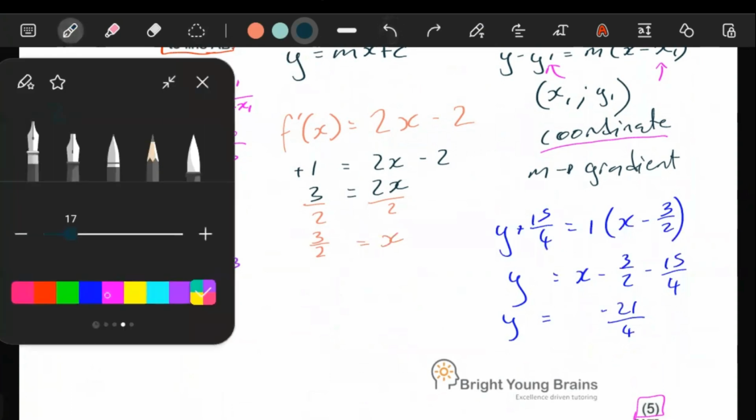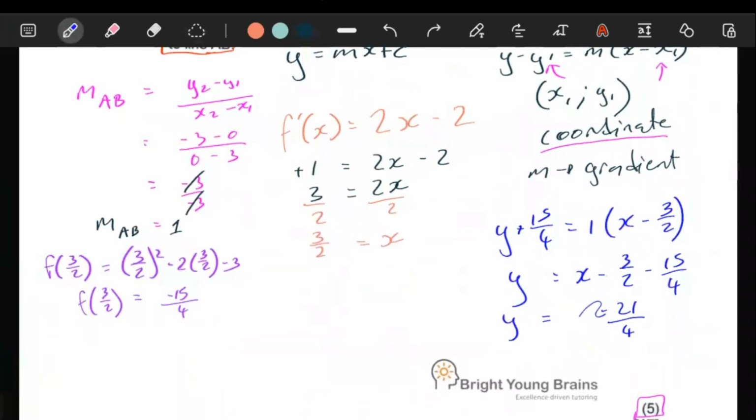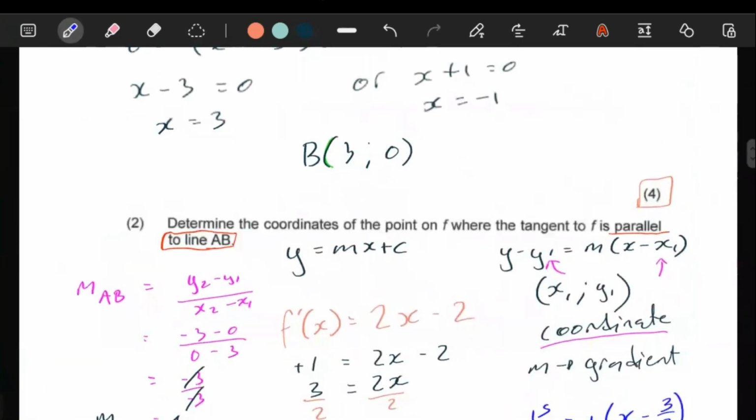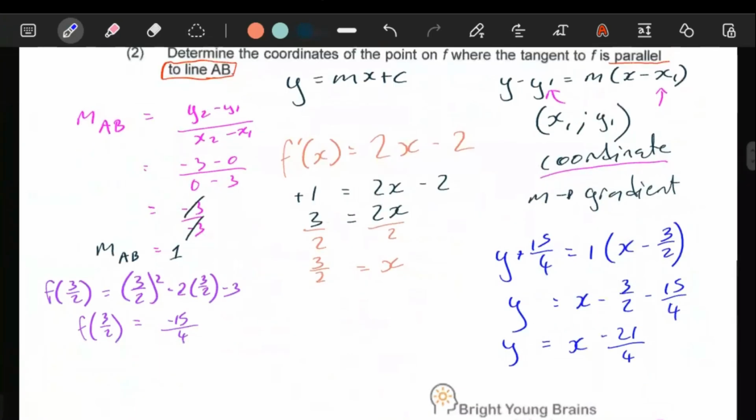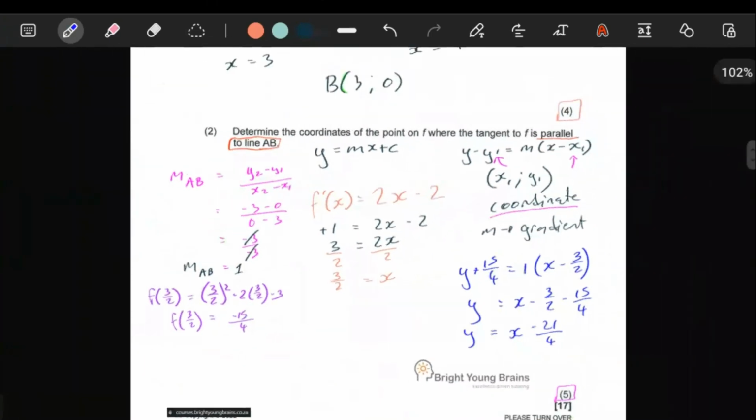There we go. X minus 21 over 4. That's the equation of your tangent. Ha! They just wanted the coordinates. I went overboard. Wow, bro.